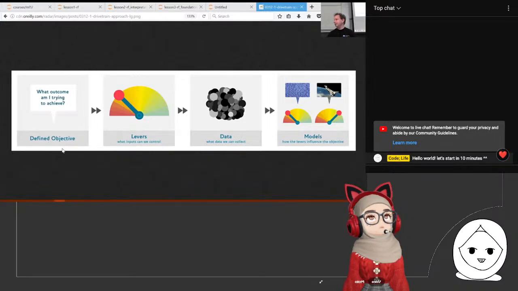So let's take the example of churn modeling. What is a lever that an organization could use to reduce the number of customers that are leaving?